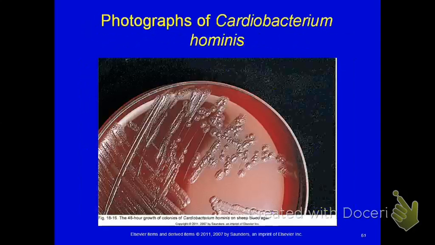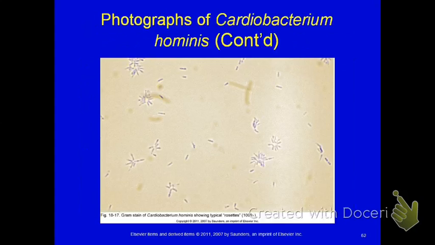Okay, so this is the 48-hour growth of Cardiobacterium hominis. So here's the gram stain of Cardiobacterium hominis. So what could you say? You have here the typical rosette formation.